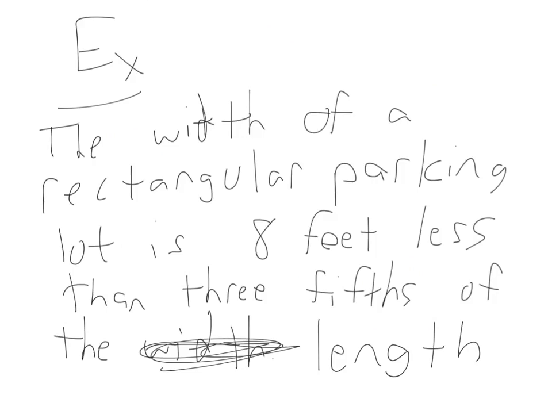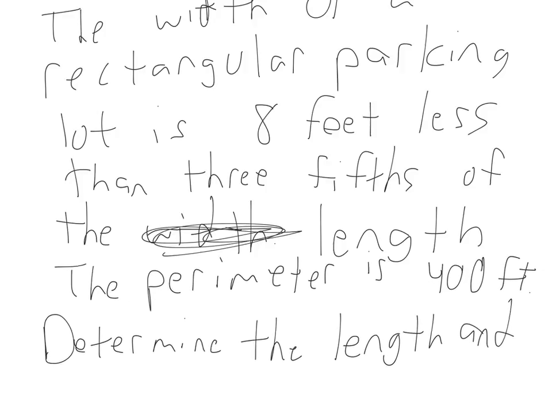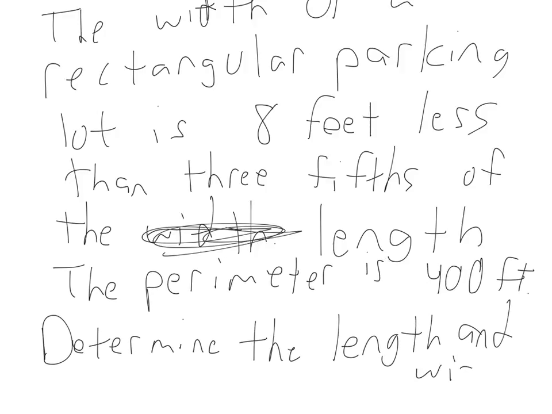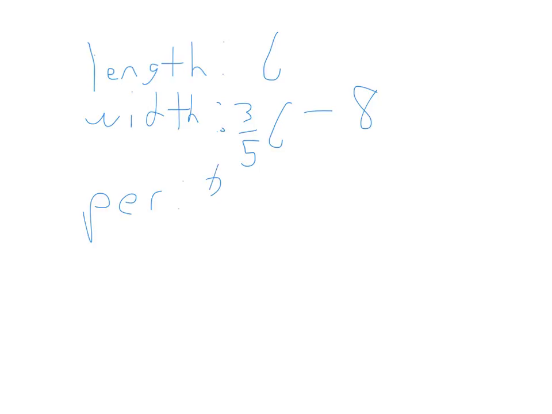Alright, here's an example. The width of a rectangular parking lot is 8 feet less than 3/5 of the length, and the perimeter is 400 feet. Determine the length and the width. We know the length is just some letter L, but it says the width is 8 feet less than, meaning we're subtracting 8, then minus 3/5 of the length. And the perimeter is 400 feet.